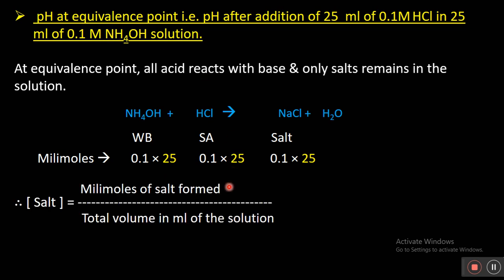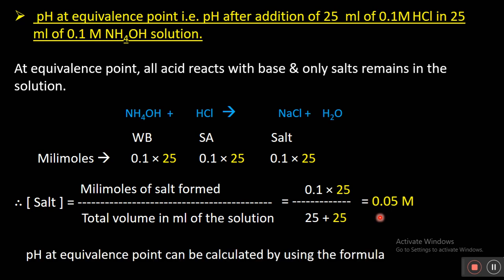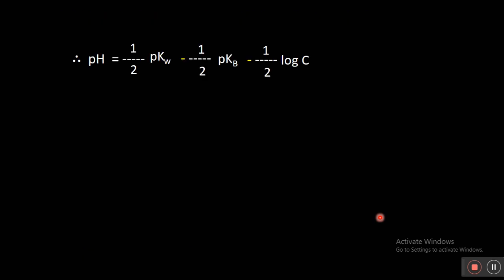Now at equivalence point the concentration of salt formed is equal to millimoles of salt formed divided by total volume of the solution. So volume of solution will be 50 and millimoles of salt will be 2.5. Its value will be 0.05 molar. Okay, so pH at the equivalence point can be calculated by using the formula. This is the formula. pH is equal to 1 half pKw, minus 1 half pKb, minus 1 half log C, and here C is equal to concentration of the salt.